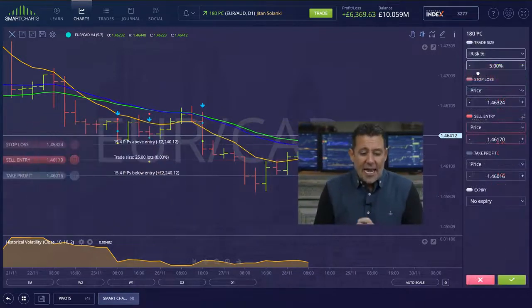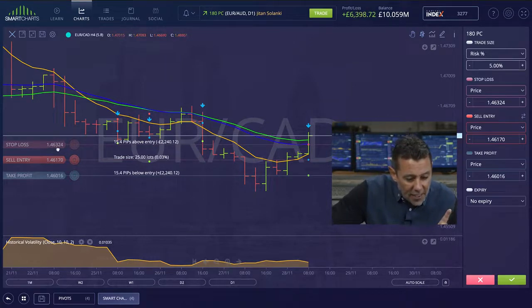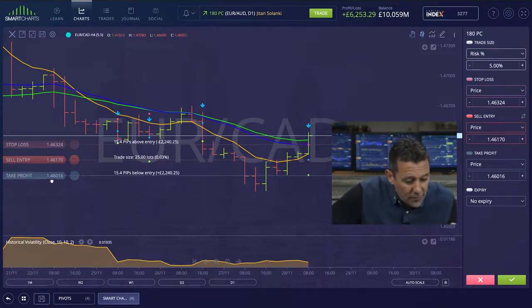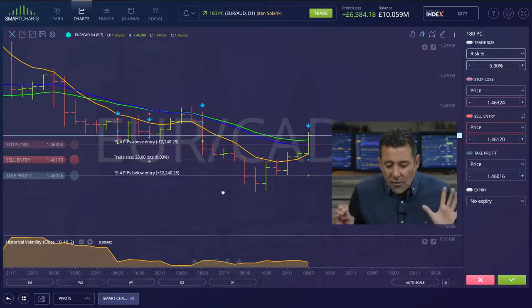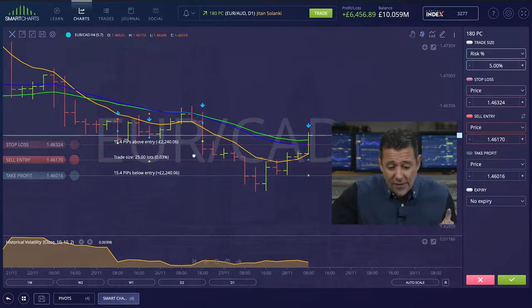So I'll hit that. And you can see, look, it's saying sell entry at 146.17. Again, 25 lots. I've got a stop loss at 146.32, which is here. And my take profit is literally 15 pips below at 146.01. Really like the look of that trade. If I'm a betting man, which of course I am, the probability of that being successful is very high. This is a very successful strategy.